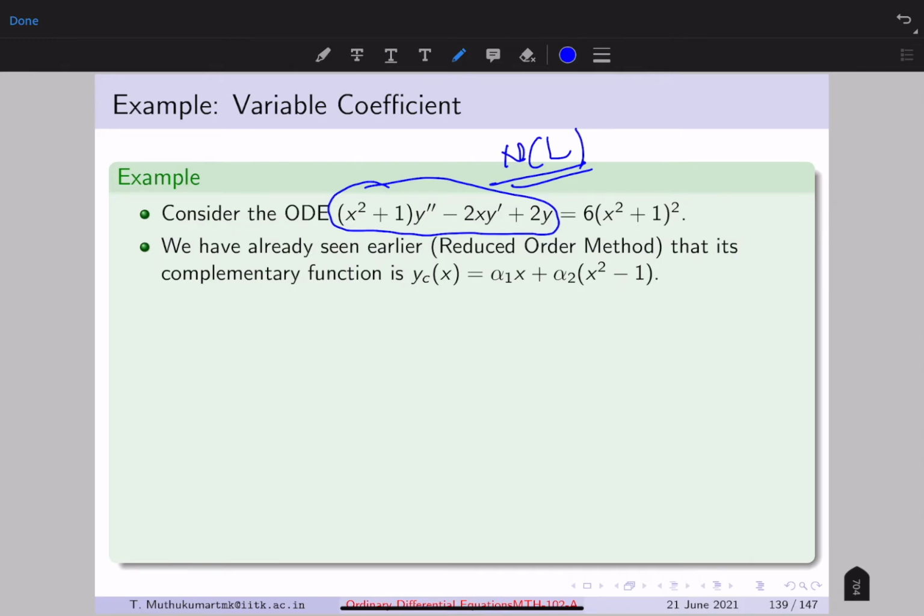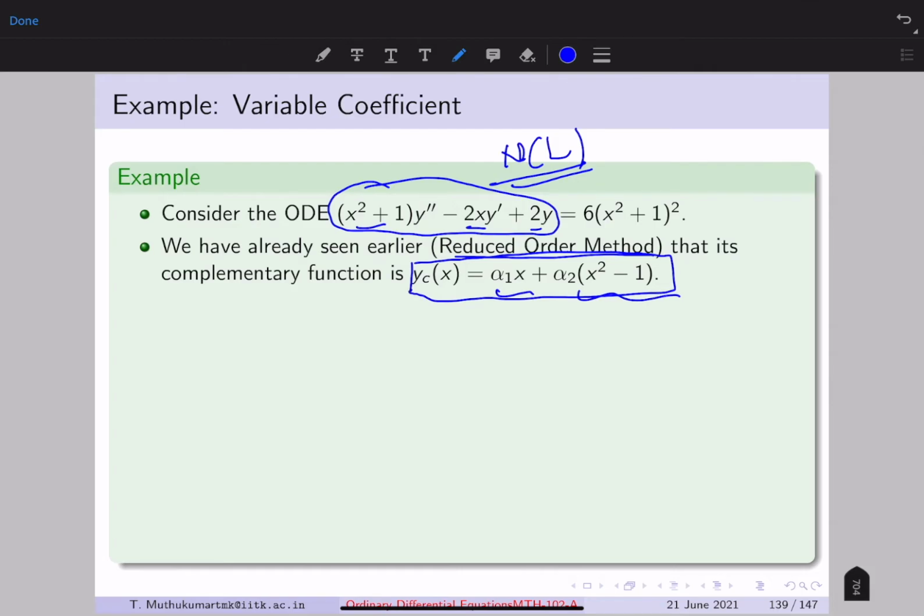Okay, we don't have any method to deal with variable coefficients even for the complementary function, but when we introduced the reduction of order method, we had used this example, and we had shown that if there is one given solution, then you can find a linearly independent solution to the given solution. So in that example we had shown that x and x squared minus 1 are two linearly independent solutions, and since this is second order, that should span the solution space, so that should span the null space of this problem. Okay, so this is the complementary function from the previous.